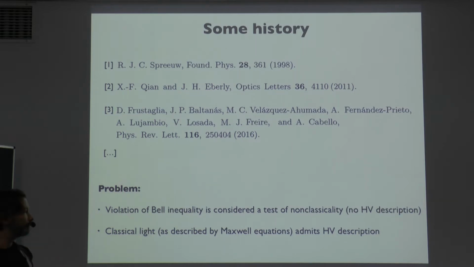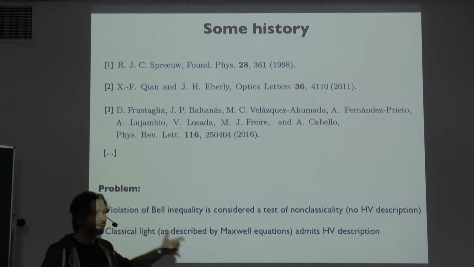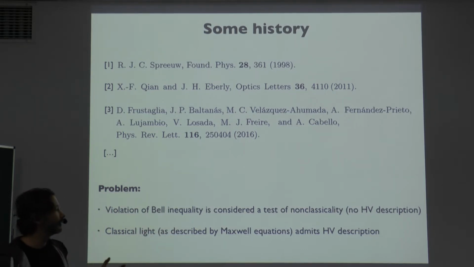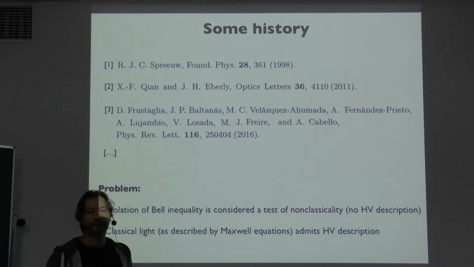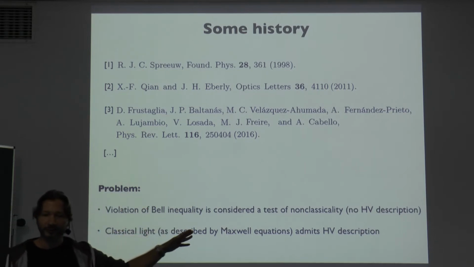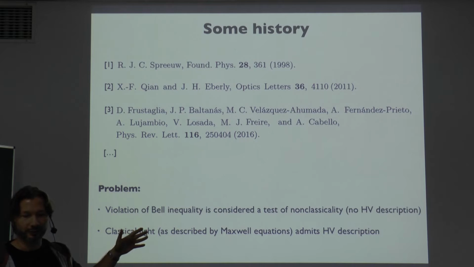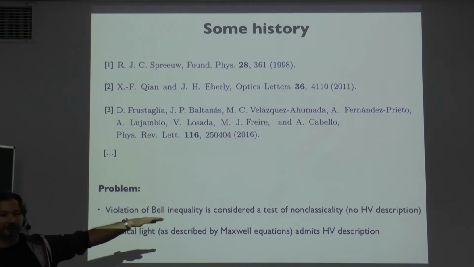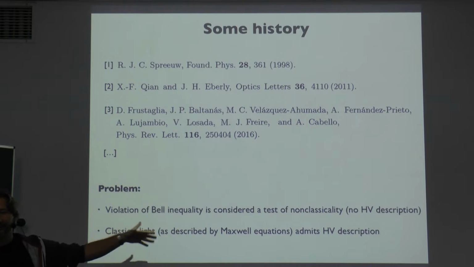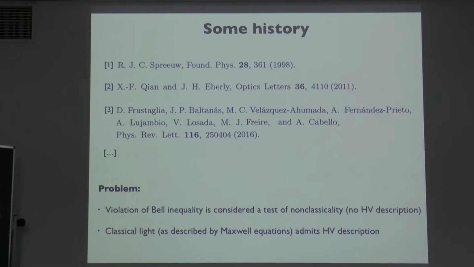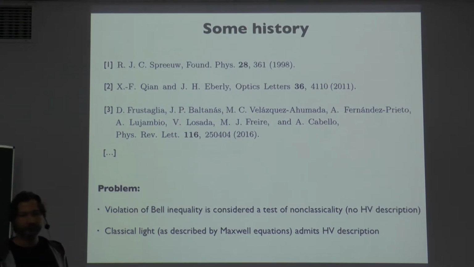And this is a problem, because on one hand Bell inequalities are considered as a test of non-classicality. Non-classicality in the sense that if the system violates Bell inequalities, the system does not admit a so-called hidden variable description. This is the only time when the notion of hidden variables appears here, because in a moment I will explain what I mean by it. But anyway, in simple words, the idea is that when some system violates Bell inequality, it's considered to be non-classical.